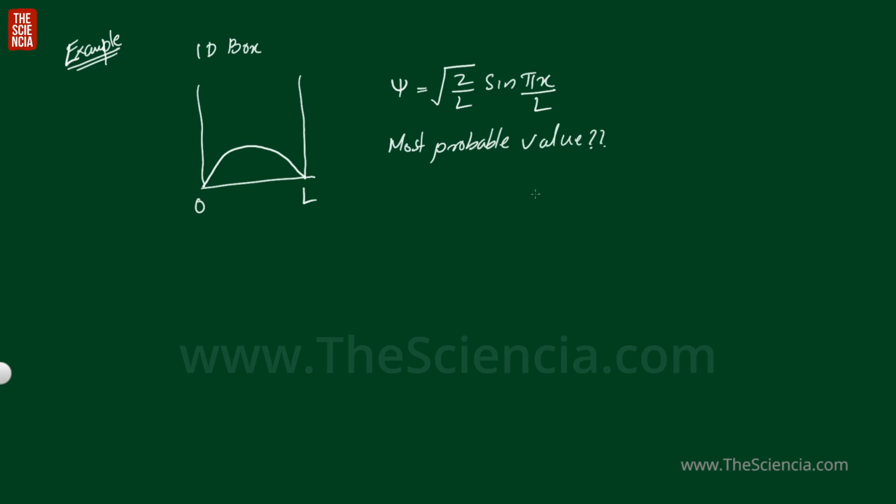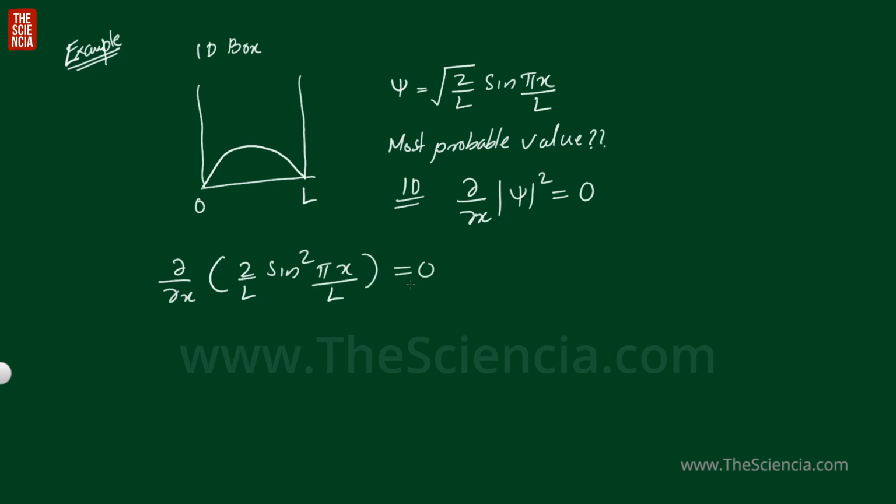How can we find it? Here this is a 1D problem. So how do we solve? We have to take the derivative and equate it to 0. Here what we get is del by del x of mod psi square, that is 2 by L sine square pi x by L, equal to 0.